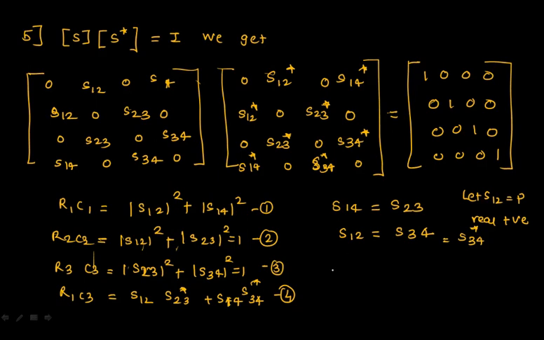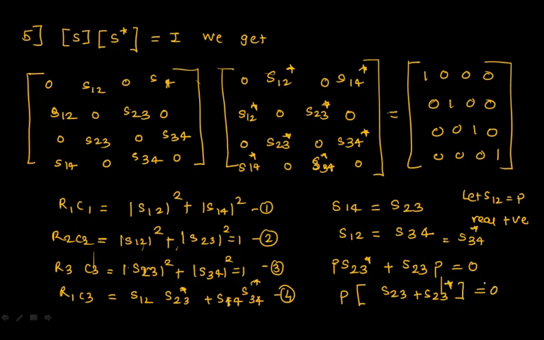So this becomes P S23 complex conjugate plus S23 (since S14 is S23) into P is equal to 0. So you just take P common. So S23 plus S23 complex conjugate is equal to 0. Now your P is real and positive, that's why it cannot be 0. So what can be 0? S23 plus S23 complex conjugate must be 0.